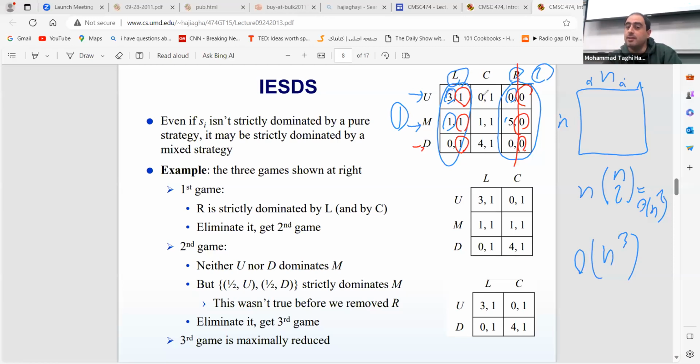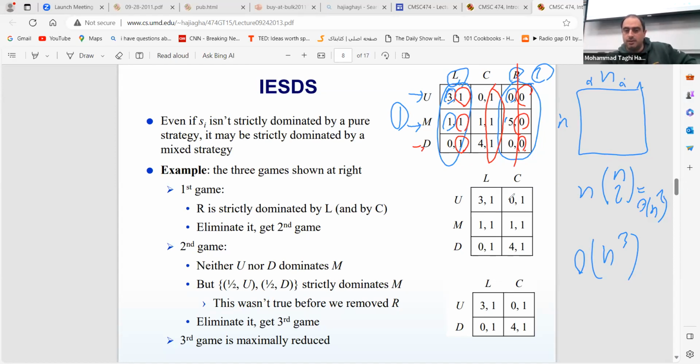And note that if you compare R and C, in this particular case R is not only dominated by L, but also dominated by C, because the C payoffs and L payoffs are the same for this player. So C also dominates R. But anyhow, R can be removed.